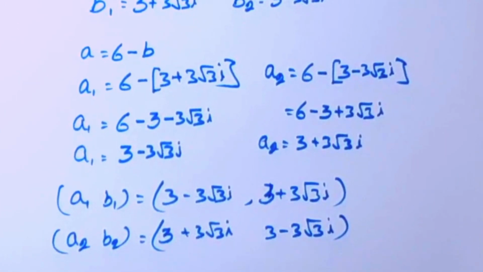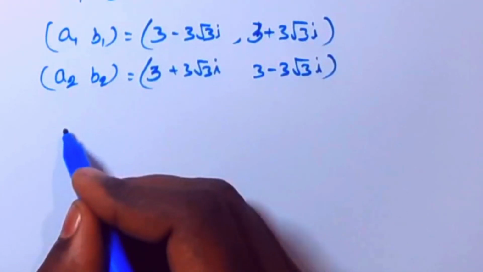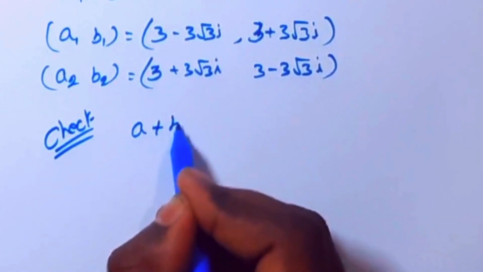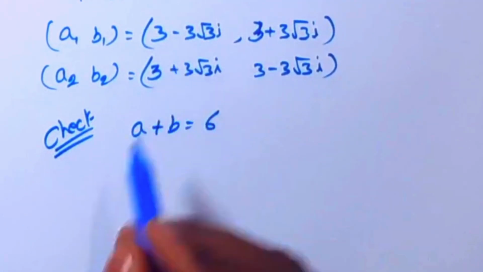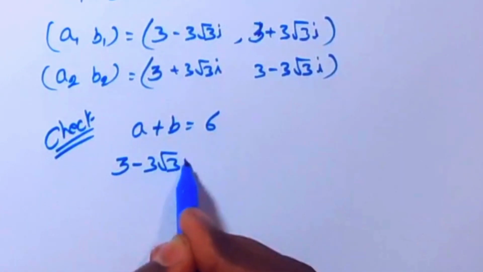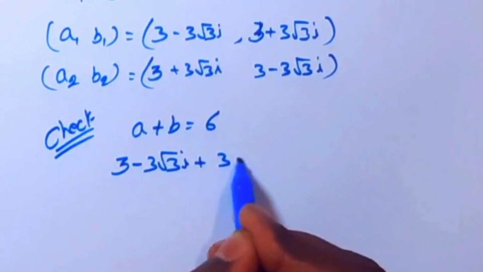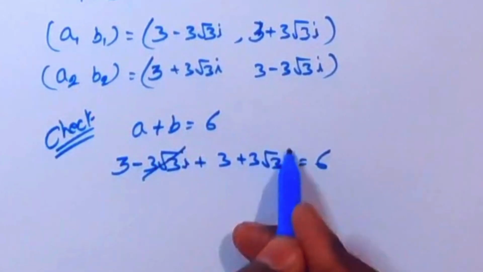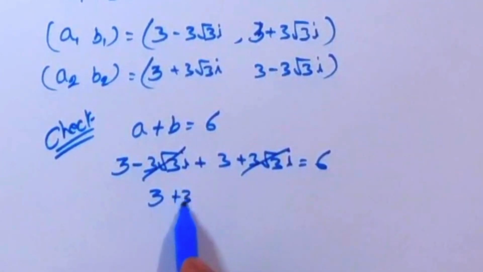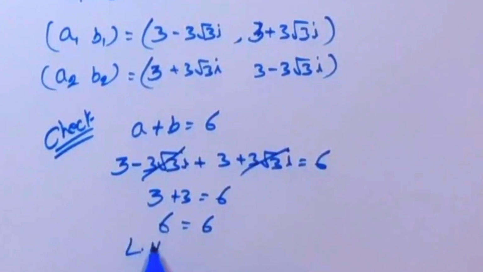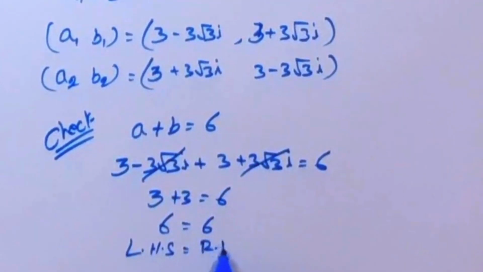Now we are going to check this equation. Equation 1 check: a plus b equal to 6. Now we know the a value here. 3 minus 3 square root of 3i plus 3 plus 3 square root of 3i equal to 6. This cancels this, so we have 3 plus 3 equal to 6, which is 6 equal to 6. So LHS equal to RHS. Now we are going to verify with this equation.